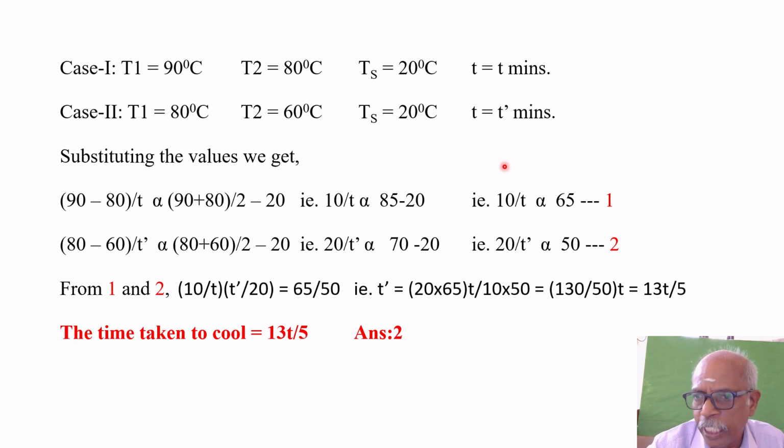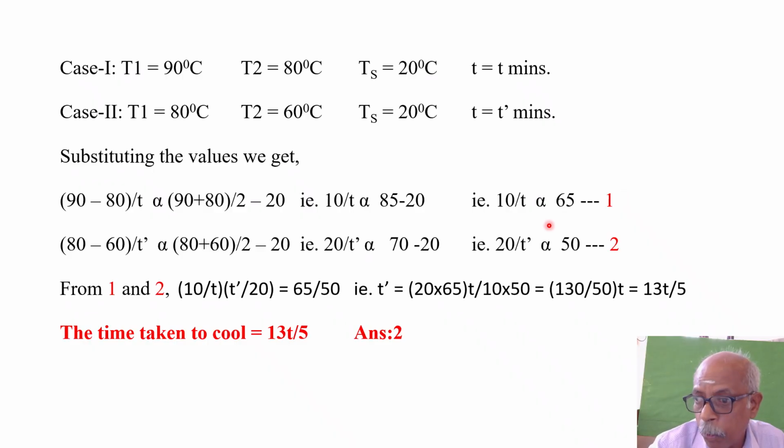What about for case 2? 80 minus 60 divided by T dash, you have written T dash, is proportional to T1 plus T2, 80 plus 60 divided by 2 minus the very same 20 degrees C. What is 80 minus 60? 20 divided by T dash is proportional to, what is 80 plus 60 by 2? 70, is it not? 70 minus 20. What is 70 minus 20? 50. So here 20 divided by T dash is proportional to 50. This is your relation 2. This is relation for case 2. This is relation for case 1.